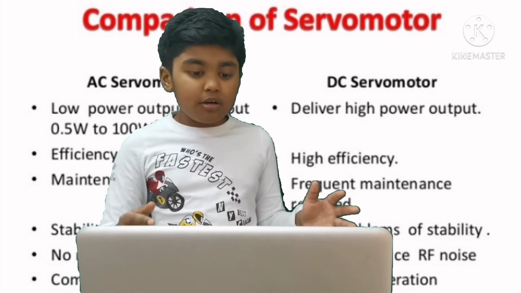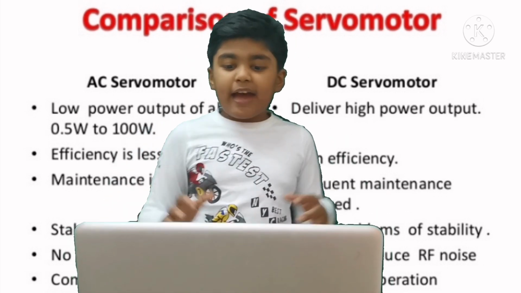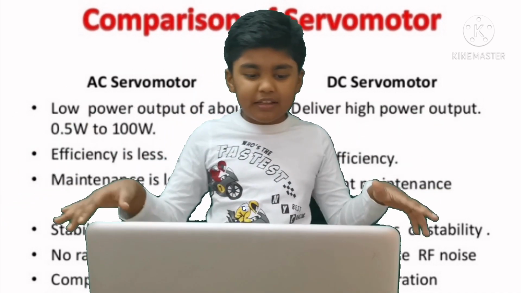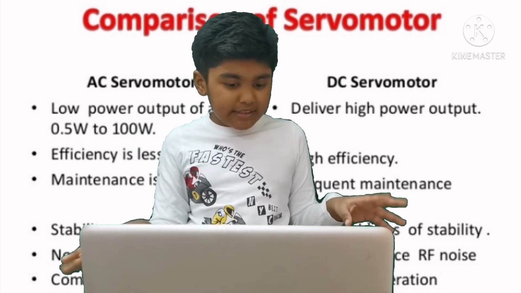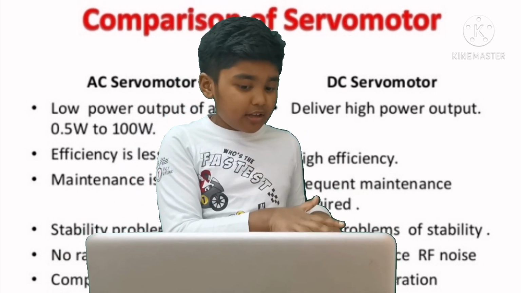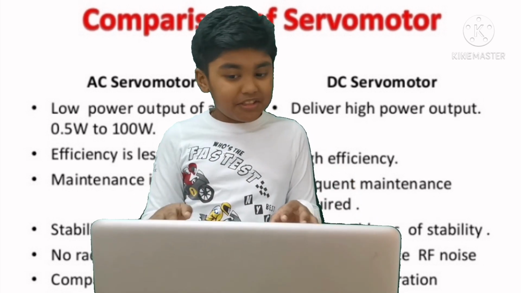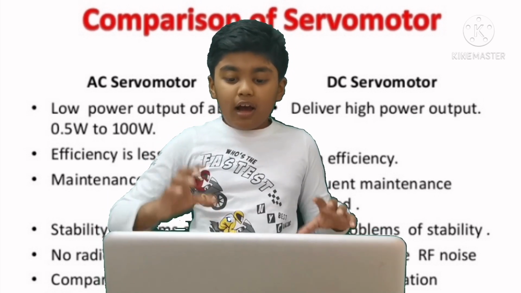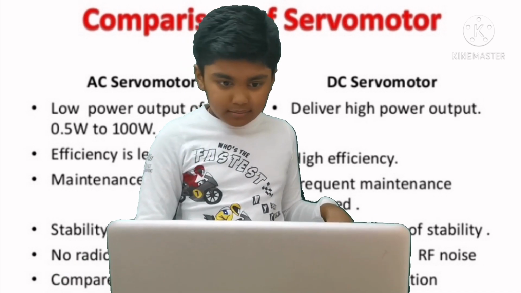And the AC servo motor, the stability problems are less. And for the DC servo motor, more problems of stability. And for the AC servo motor, no radio frequency noise. Compared to DC servo motor, it is relatively stable with smooth operation. Whereas DC servo motor produces RF noise, it's a noisy operation.